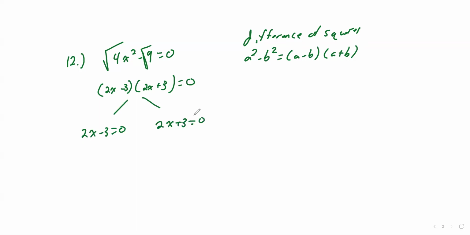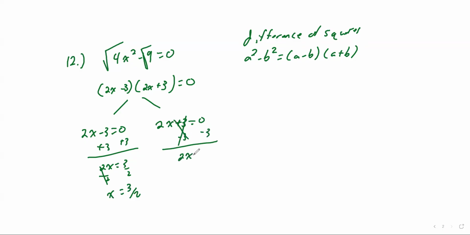Again, if none of them are 0, then multiplying them would not get me 0. So it could be either of these. Well, it can't be both. It can be either of these answers. So I'm going to add 3 on both sides. So that gives me 2x equals 3, then divide by 2. So I get x equals 3 halves. Here I'm going to subtract 3, and then I get 2x equals negative 3, divided by 2. So x equals negative 3 halves. There's your answer: 3 halves and negative 3 halves.